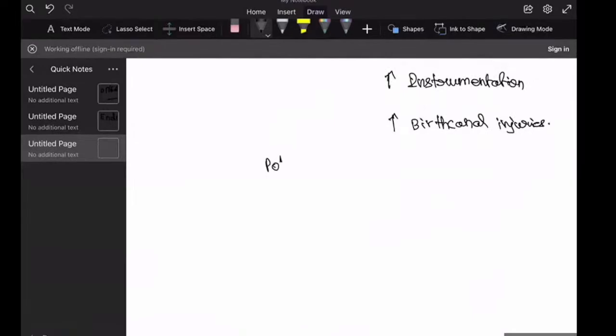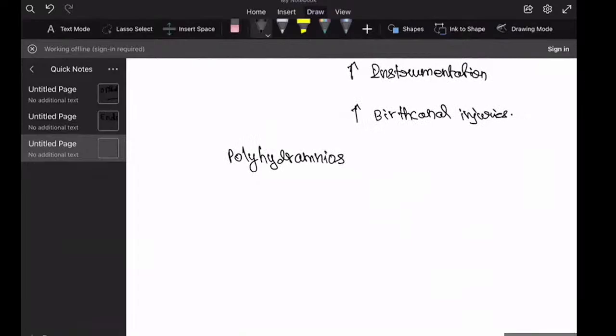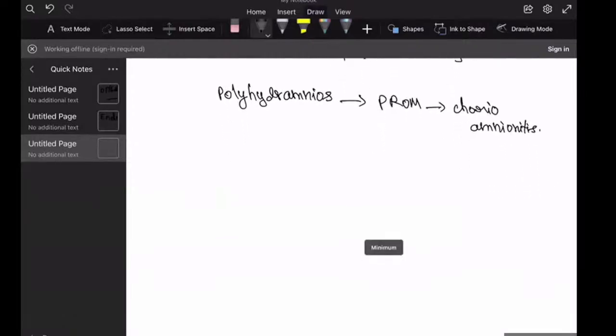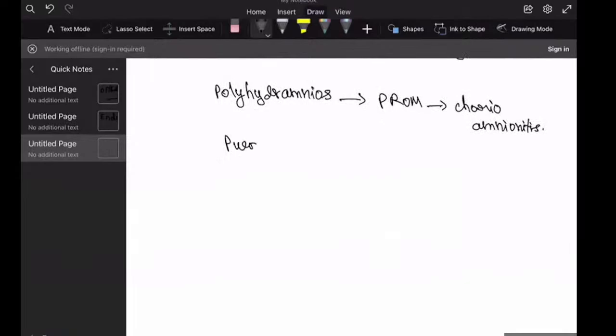It can be polyhydramnios, because the baby is going to urinate a lot. Polyuria will be there, leading to polyhydramnios, and this polyhydramnios can lead to premature rupture of the membranes because of the pressure. And if there is rupture and if there is an infection, leading to chorioamnionitis. There can be puerperal sepsis, preterm labor for the mother.